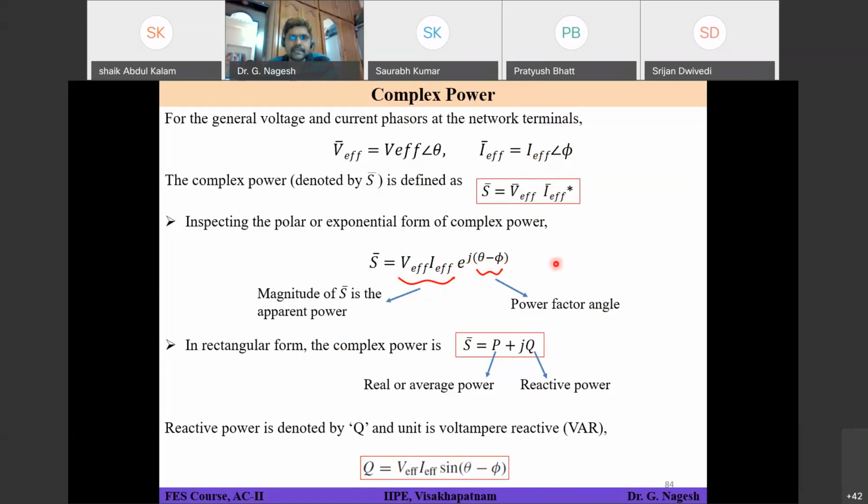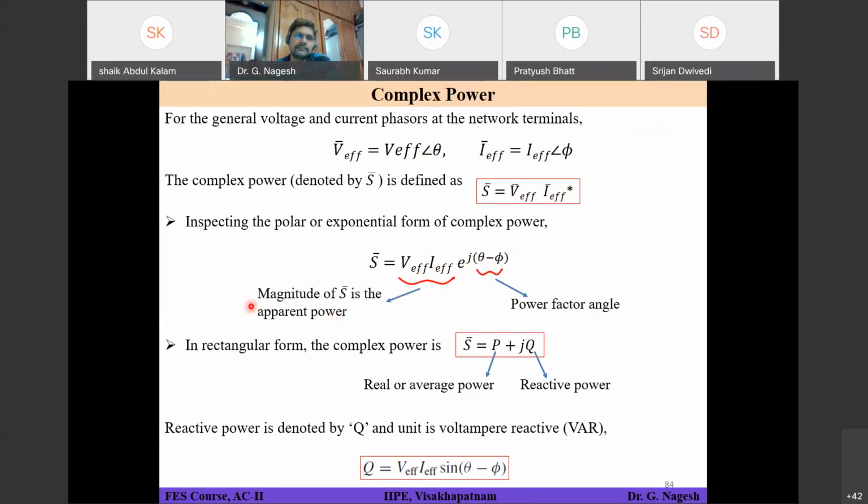Yeah, simply I am representing this polar form in exponential form. So it will be V effective e power j theta, and current will be I effective e power j phi. Since I have the conjugate, I should place a minus sign. So it will be V effective into I effective into e power j into theta minus phi. I hope you are able to understand this simple substitution of these two in exponential form. That's all.